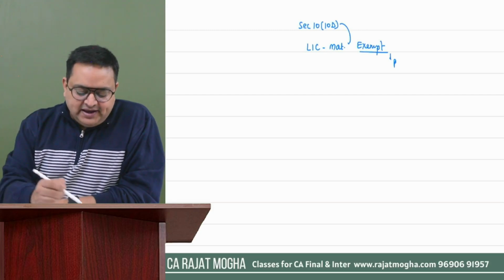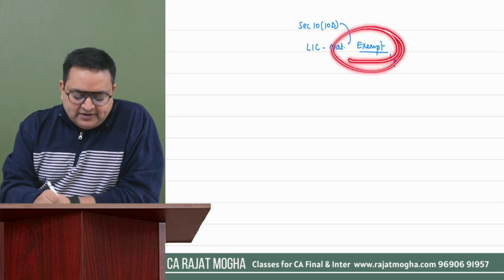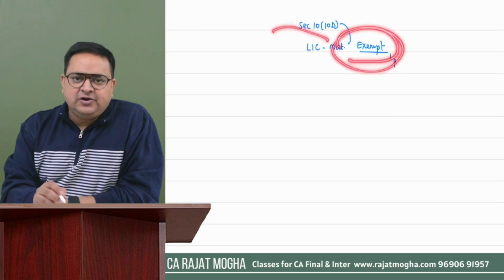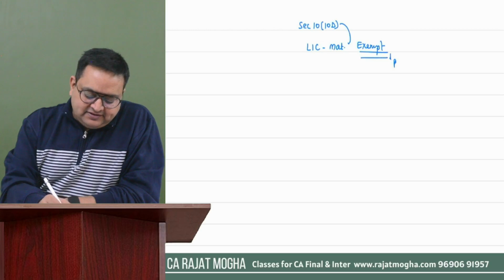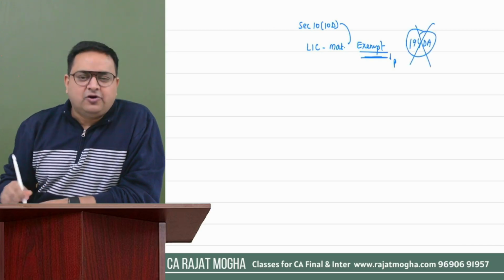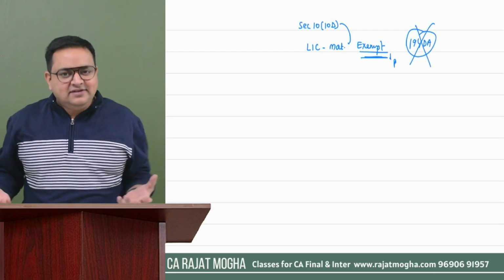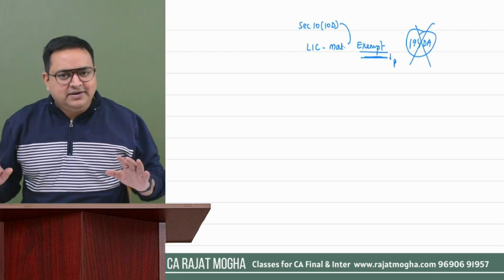So if you are getting any LIC amount on maturity, and that amount is exempt, then TDS will not be deducted. If it is exempt, then obviously 194DA will not apply. It will not apply. Why? Because the amount which you are receiving in the first place is exempt. Then TDS will not be deducted. Simple, right?